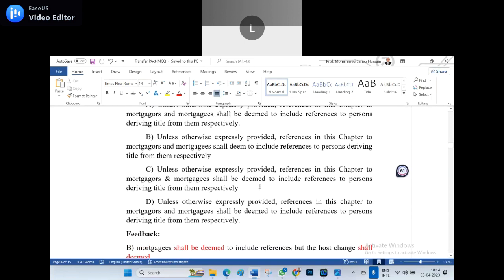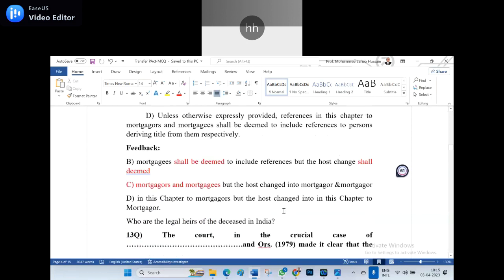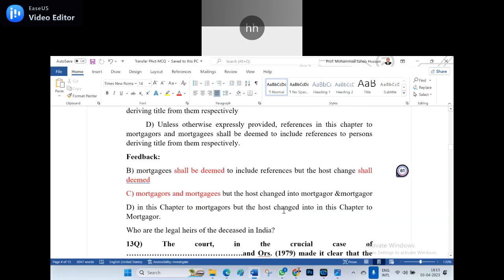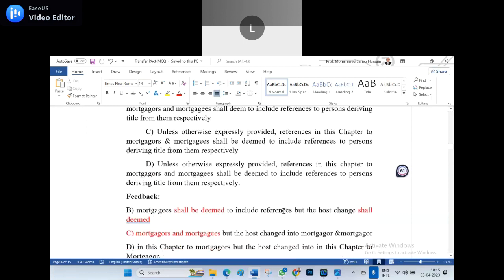"Mortgagee shall be deemed." I removed "shall be deemed" to include reference to, but the host changed in C. "Shall be deemed." D is the right answer. Then in D, in the chapter, mortgager, but the host changed in this chapter to mortgager. Yes, sir. A is the right answer.